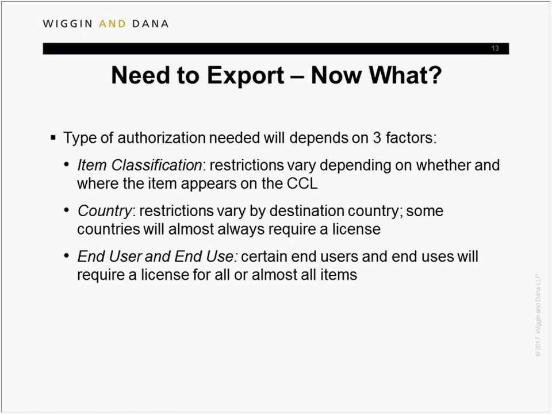And then the broadest set of restrictions actually depend on the end user, that is who you are sending the item to, and the end use, what they want to use it for. There are end user and end use restrictions that apply very broadly to all kinds of items, no matter how they are classified and no matter what country they're going to. And those, therefore, are very broad controls. They have the most general applicability. They're most likely to affect you no matter what your business is, and so we're going to talk about them first.